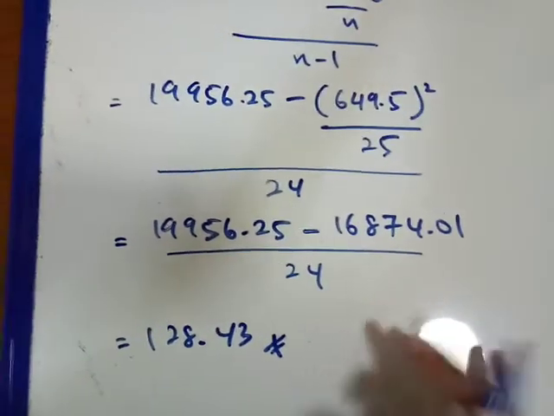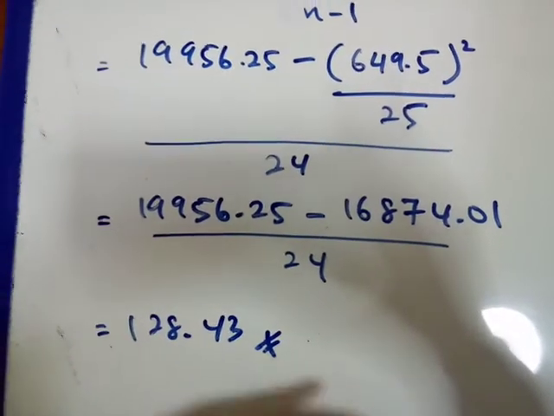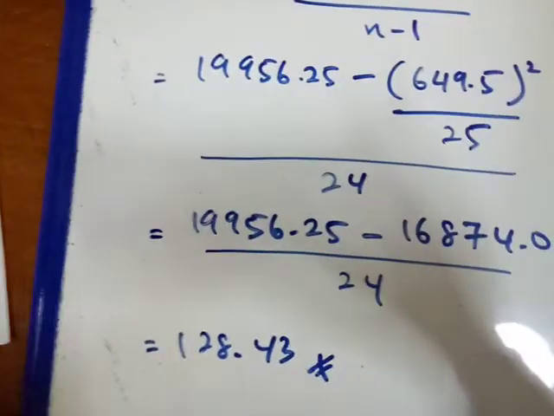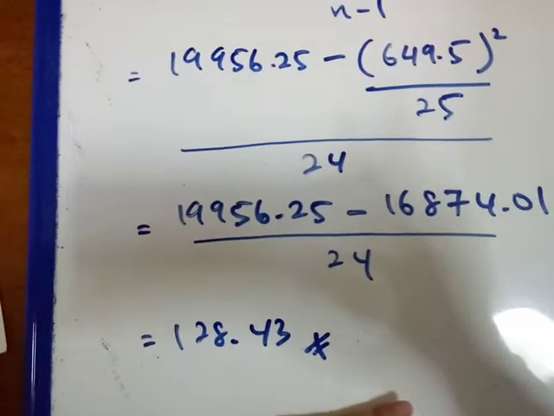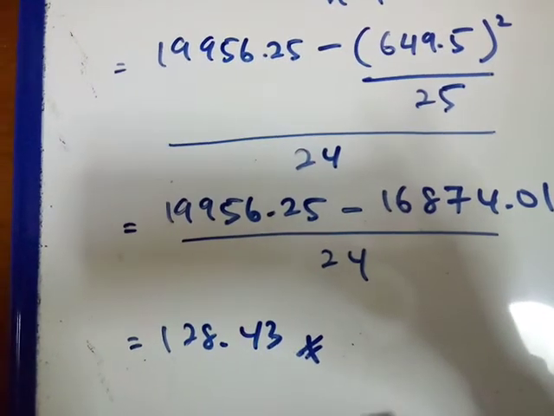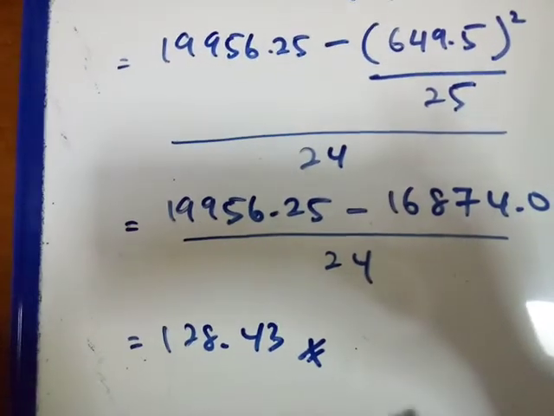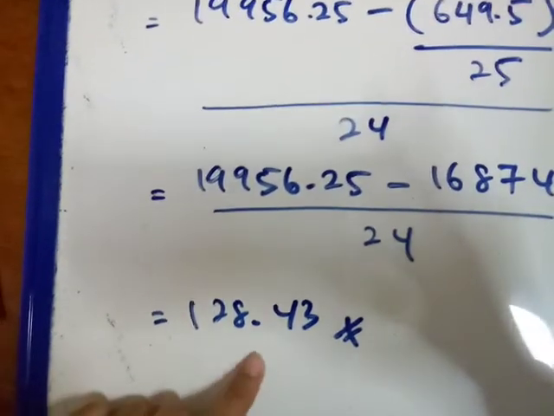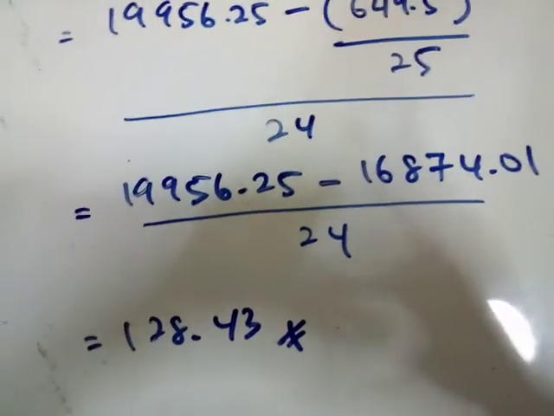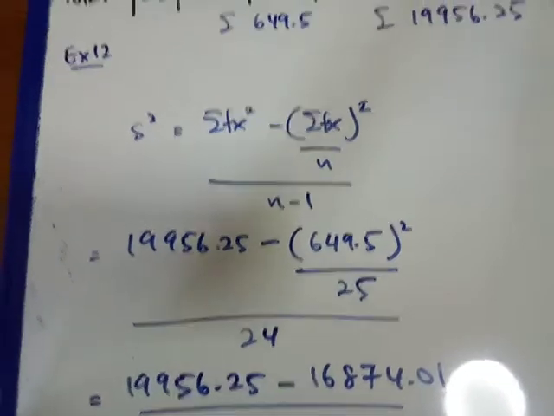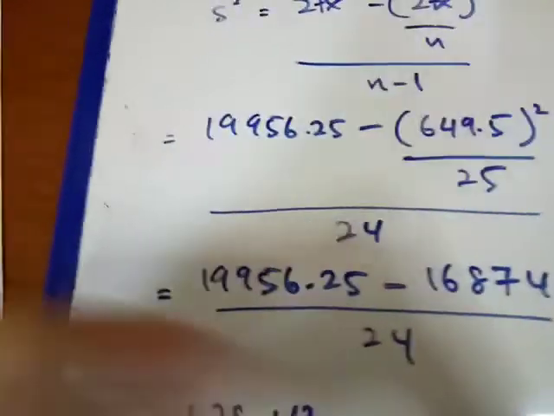Can you understand? The interpretation is also the same. The variance of each employee score from the mean is 128.43. It is the same as for ungrouped data; the interpretation is the same. The variance of each employee score from the mean is 128.43. That's it. Can you understand? So this is variance for grouped data. Next, standard deviation, in the next video.